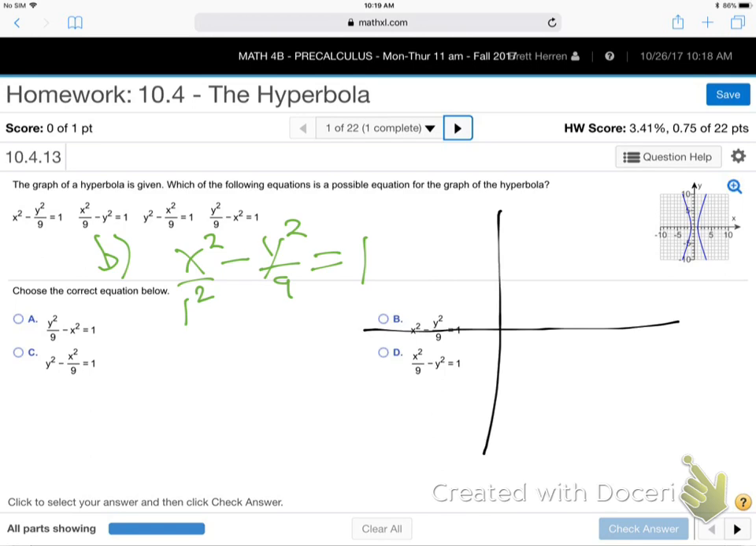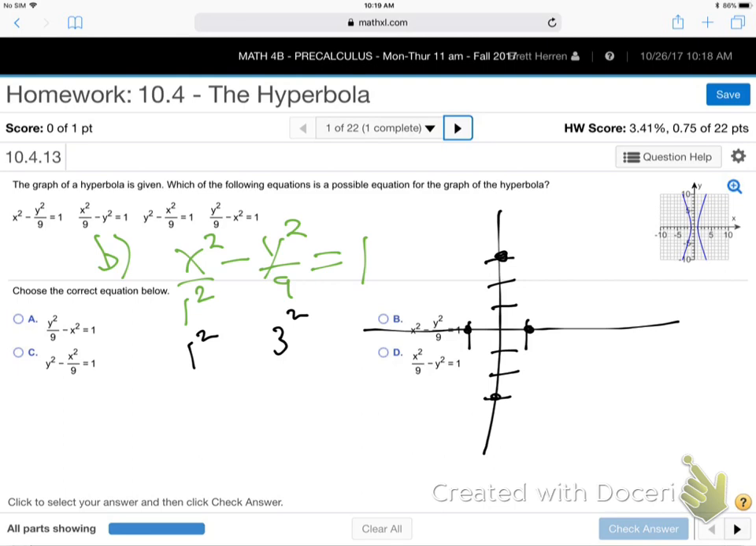Let's pretend for just a minute that we're graphing an ellipse, because it's so similar. It's almost the same thing. If we were graphing an ellipse, this is 1 squared and this is 3 squared, right? We would go right 1, left 1, and up 3, down 3, and put our dots, and then we would just make our egg shape.